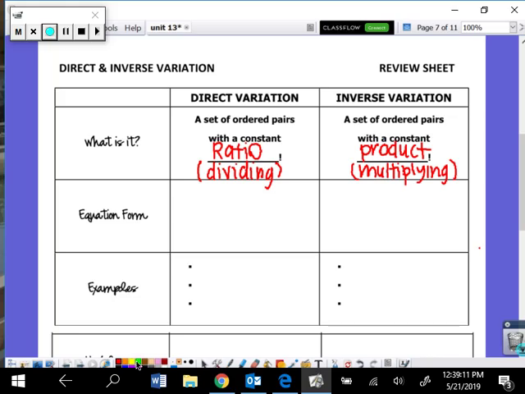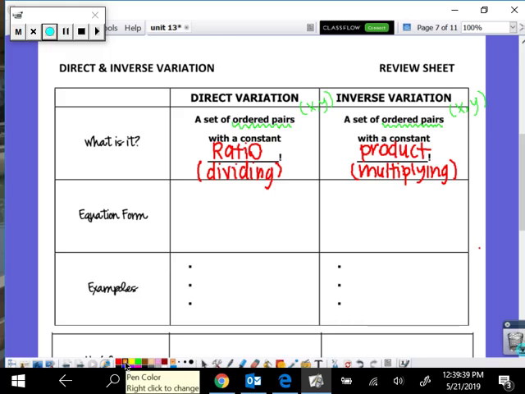All right, so we're definitely going to use these definitions whenever we're talking about solving and determining if we have direct or inverse variation. The keys to both of these definitions is that we're looking at the ratio of ordered pairs, or we're looking at the product of ordered pairs. So remember, an ordered pair is an xy coordinate. So that's an ordered pair. XY are ordered pairs.